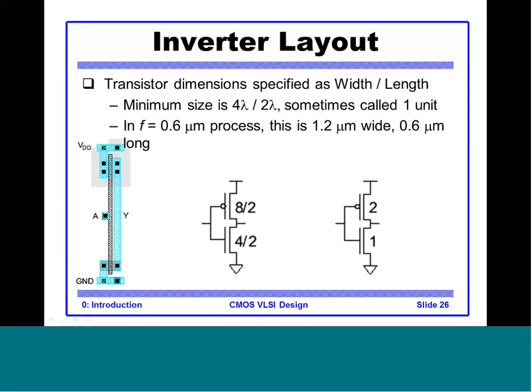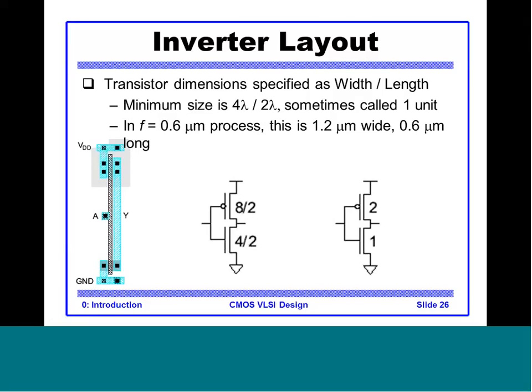If we see again, this is the inverter layout, and the proper polarities are marked VDD, GND, A and Y. If you notice here, the NMOS has the minimum size, which is 4 by 2, and PMOS is 8 by 2. That is, the PMOS width is twice the NMOS width. We'll see why this is needed.